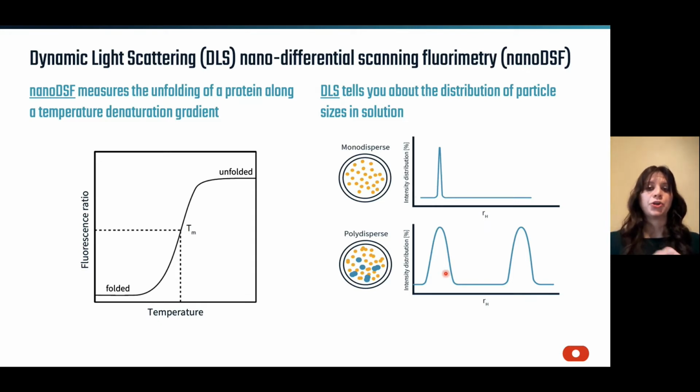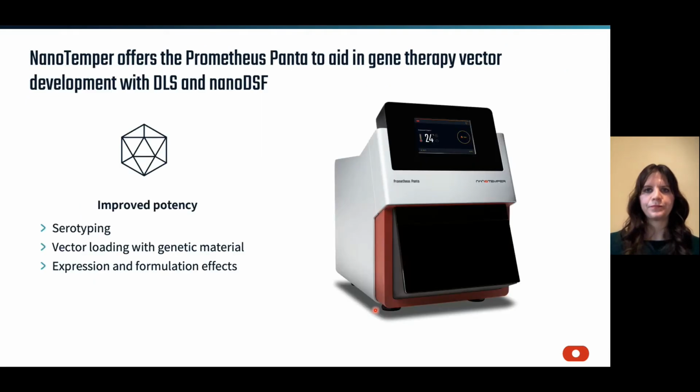A PDI that is close to 0 is a very nice, tightly folded single species. And a PDI that starts to get closer and closer to 1 is basically a bad sample. It's got a lot of mixture in it. It's not well folded. It's not well associated. So you want to avoid polydispersity during your development process.